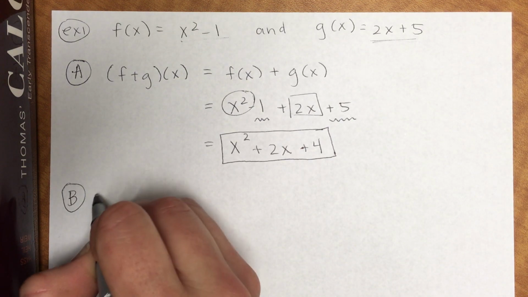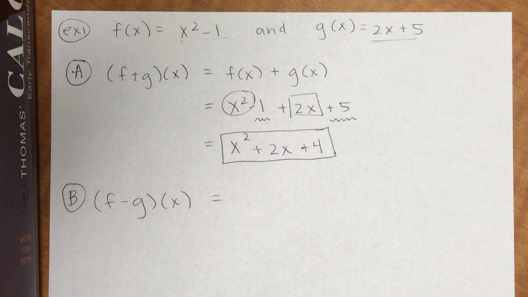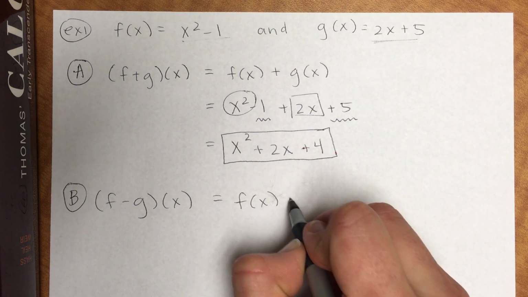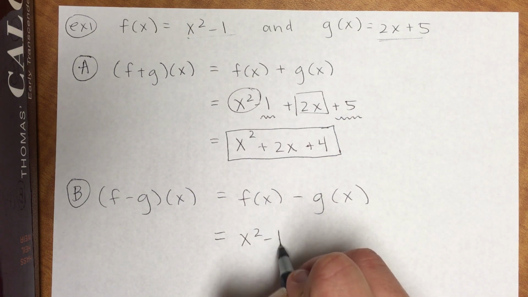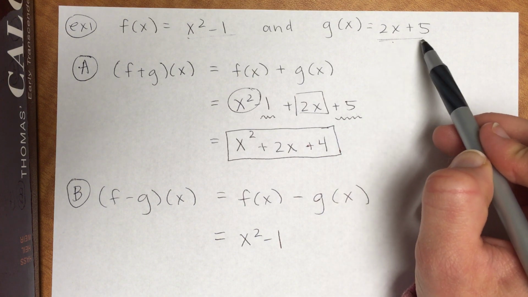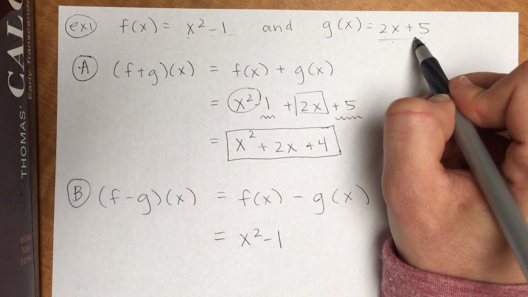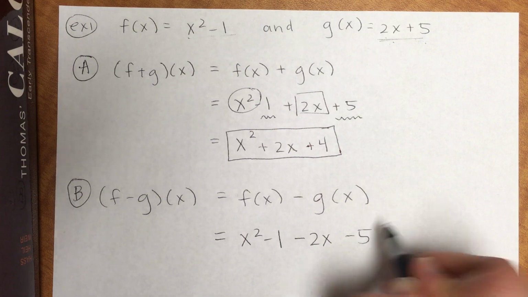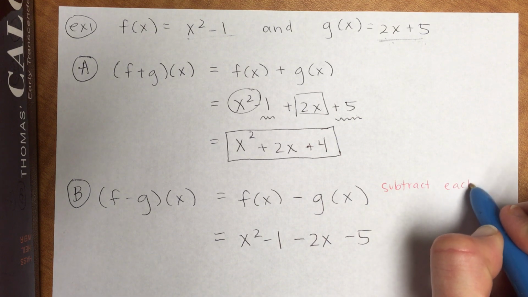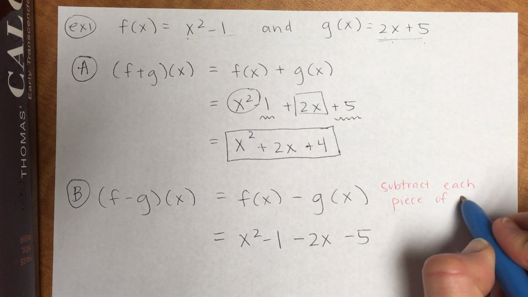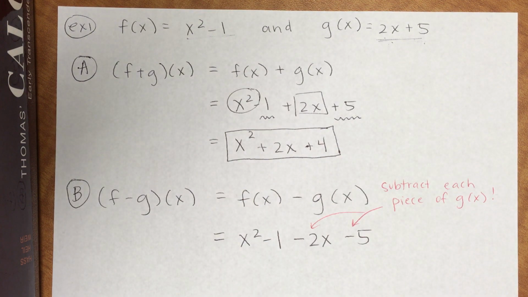If you're going to subtract, it's a slightly different problem. So this is the notation, (f minus g)(x). That's the same thing as taking f(x) and subtracting g(x) from it. So you take your f(x) function, but you subtract each piece of g. So I'm going to subtract my 2x and subtract my 5. So reminder, subtract each piece, each term of g(x). And then combine like terms.